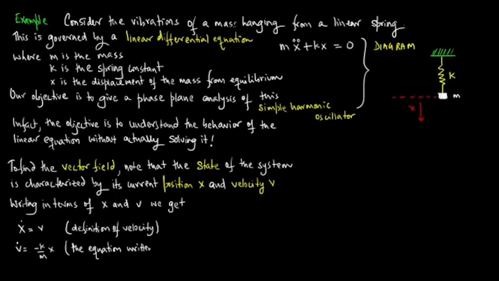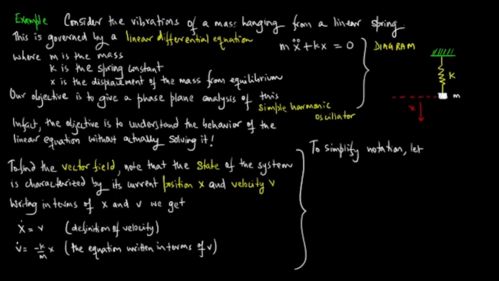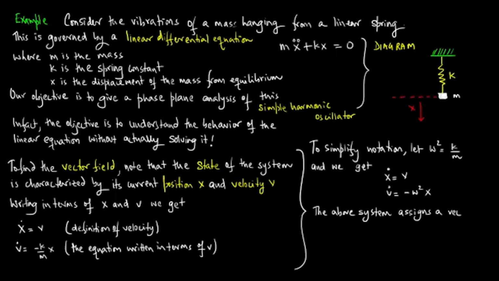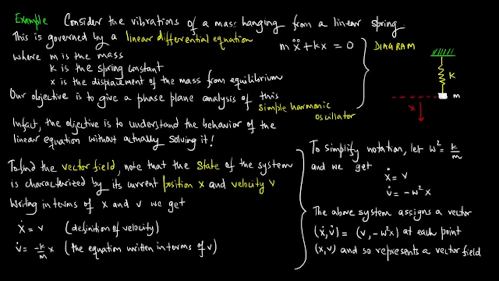Then the equation is written in terms of v. To simplify notation, we let omega squared equal k on m, and we get x dot is equal to v and v dot is equal to minus omega squared x. The above system assigns a vector (x dot, v dot) equal to (v, minus omega squared x) at each point (x, v), and so represents a vector field on the phase plane.